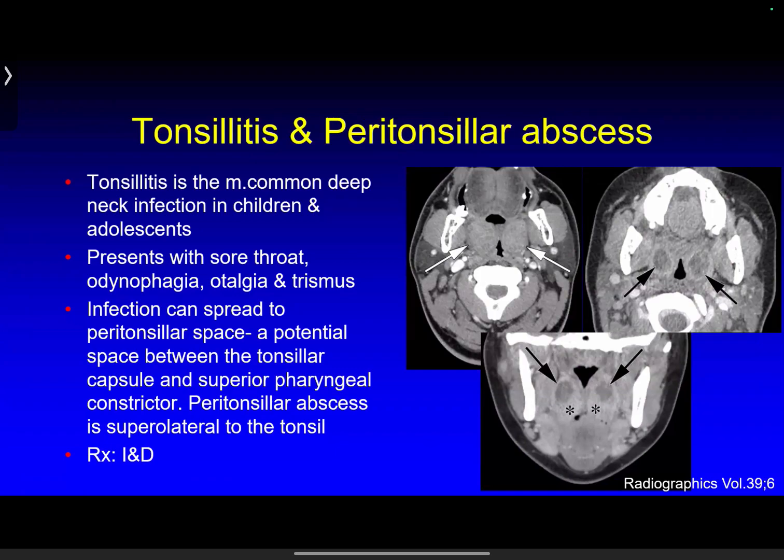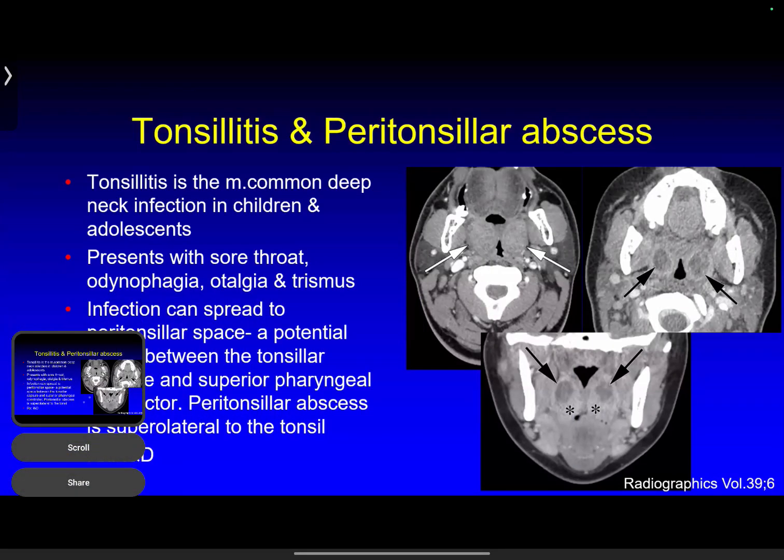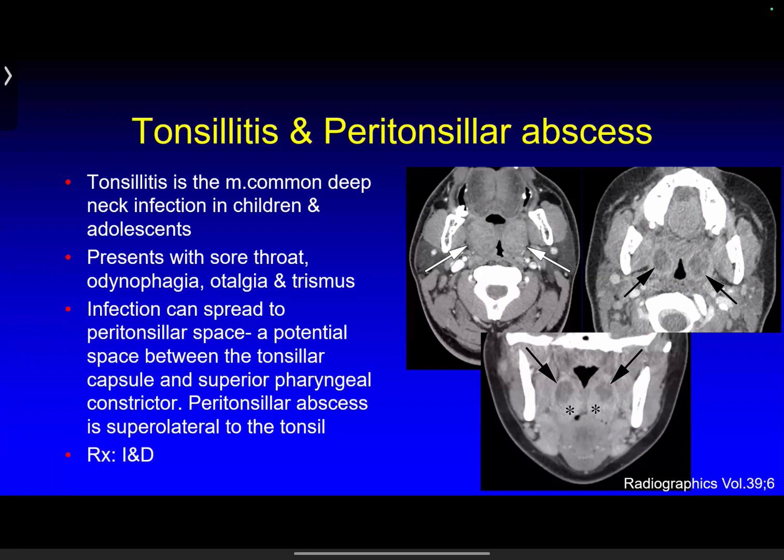It presents with sore throat, odynophagia, otalgia, and trismus. Infection can spread to the peritonsillar space, which is basically a potential space between the tonsillar capsule and the superior pharyngeal constrictor. And peritonsillar abscesses occur characteristically superolateral to the tonsil and usually have to be surgically drained.